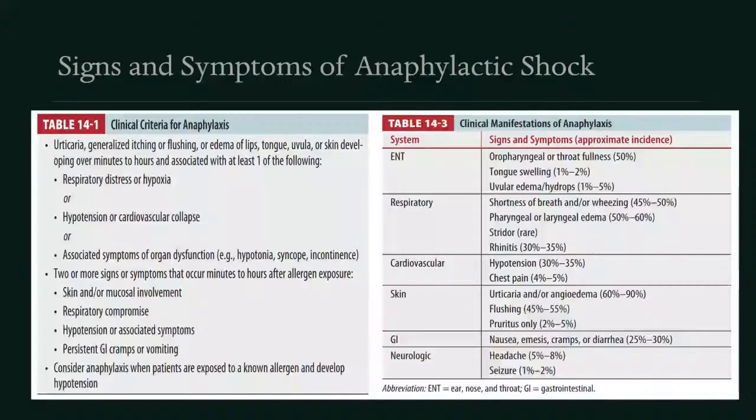Ooh, the syncope portion, because they can pass out and then we don't actually know that they're passing out from anaphylactic shock, which is kind of wild, but it happens. And then two or more signs or symptoms that occur minutes to hours after the allergen exposure itself. So you can have mucosal involvement, you can have respiratory compromise, you can have hypotension, and then persistent GI cramps and vomiting, which is kind of crazy, but it happens. They can get anaphylactic shock and then start puking all over the place. You might think the puking is just a GI bug, but it's not really a GI bug, it's actually anaphylaxis. So keep that in your head.